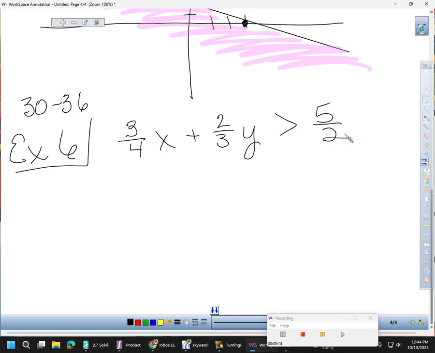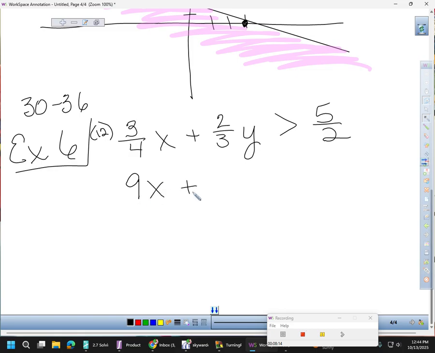Do we like looking at it like that? What do you suggest we do to see what we want to do after that? What do we not like looking at? Fractions. So let's get rid of them. We're going to clear the fraction. What number would I multiply it all by? 12. Very good. So if I times by 12, 4 goes into 12 3 times, so I have 9x.